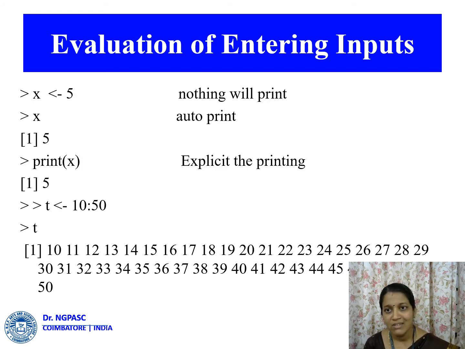How is the evaluation of this entered input done? I have given x as my variable name, followed by the operator and a value. Just giving x auto-prints it. If I want explicit printing, I have to give print of x. It also shows the same output. Again I have given another example, t, with the integer range 10 to 50. It will show the sequence of numbers from 10 to 50. Here I will not give any explicit printing, so it will auto-print your output.